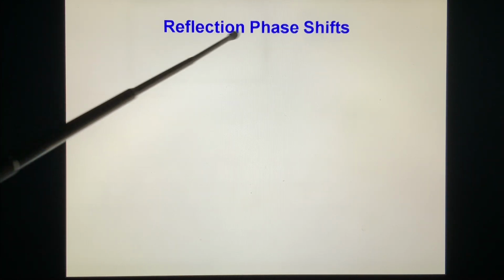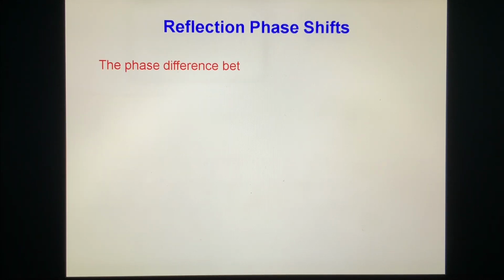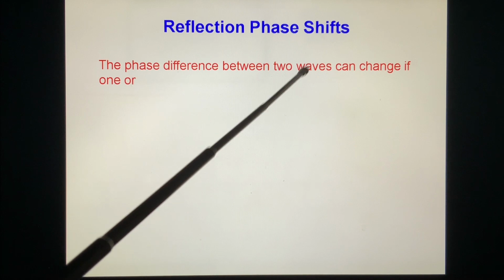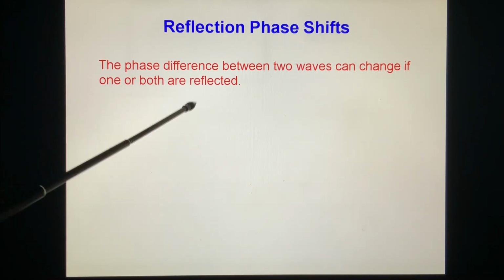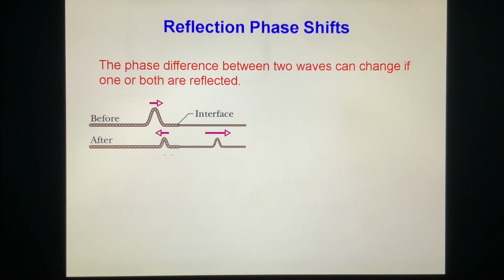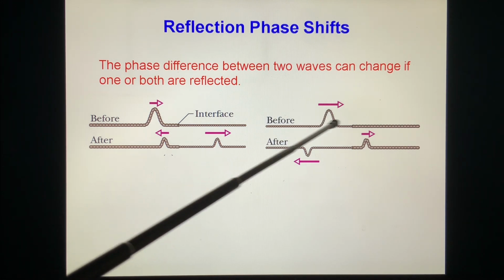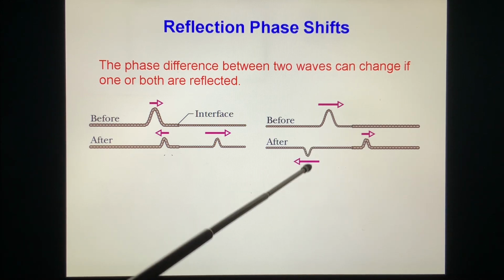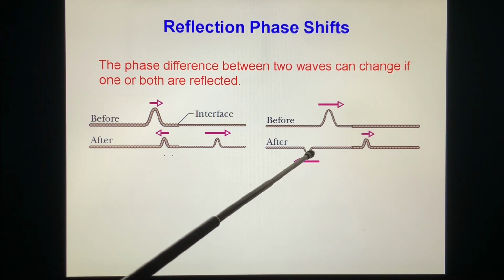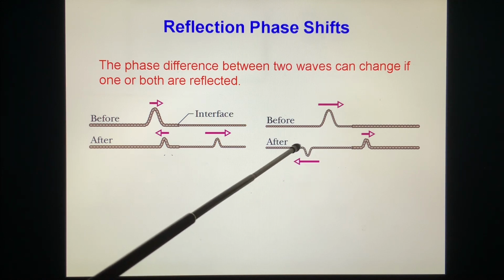Let's first study reflection phase shift. The phase difference between two waves can change if one or both are reflected. We have learned in mechanical waves, at an interface between two ropes, if the wave goes from a hard rope to a soft rope, it comes back with the same phase. If the wave goes from a soft rope to a hard rope, it comes back with a change of phase of pi, or half a wavelength.